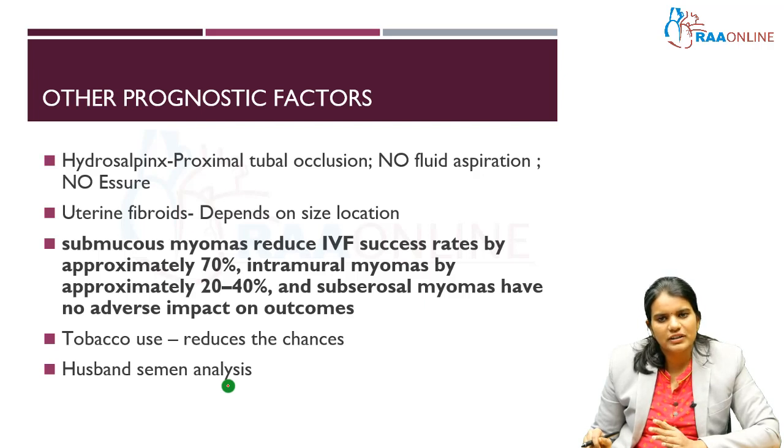Then uterine fibroids. Submucosal fibroids reduce the IVF success rate by 70%. Intramural myomas reduce it by 20 to 40%, and subserosal myomas have no adverse effects on the outcomes. Tobacco use reduces the chances of IVF success, and husband semen analysis is also very important. So, oligoasthenoteratozoospermia, all these things might actually be a prognostic factor in determining the success rates of your IVF.